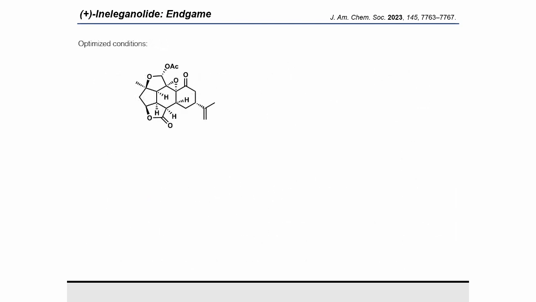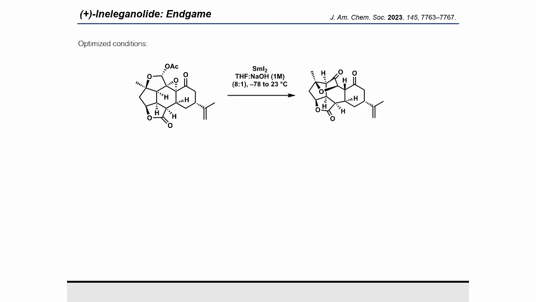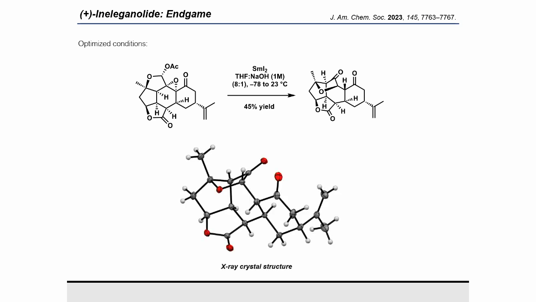After numerous experiments, we found that addition of an aqueous 1 molar sodium hydroxide solution as a high pH proton source yielded the best result, in line with our previous proposal. We were thrilled by this result and could obtain ineleganolide in a 45% yield, acquiring an X-ray crystal structure of the final natural product.